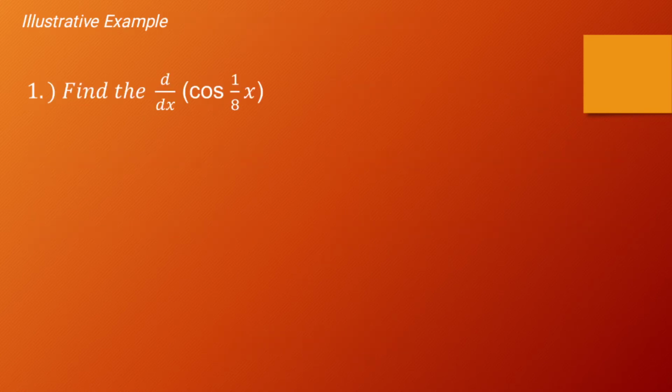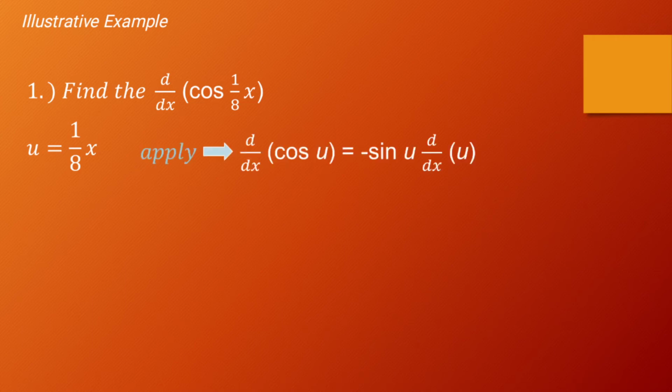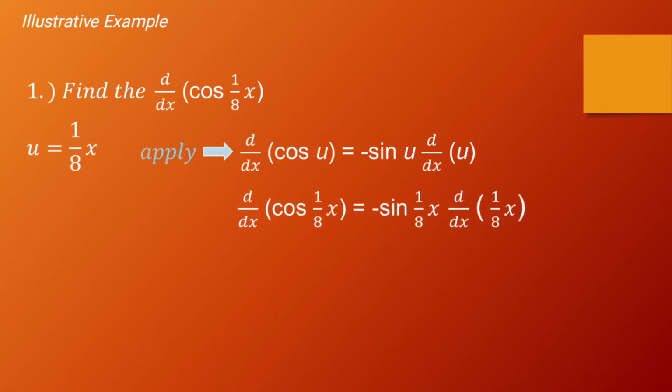Find the derivative of cosine 1 over 8x. So what is our u? Our u is 1 over 8x. We're going to apply this rule. The derivative of cosine u is equals to negative sine u times the derivative of u. You just plug in the value of u. We have negative sine, our u is 1 over 8x, times the derivative of u, which is 1 over 8x.